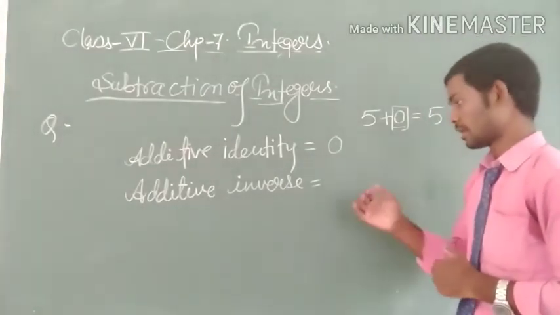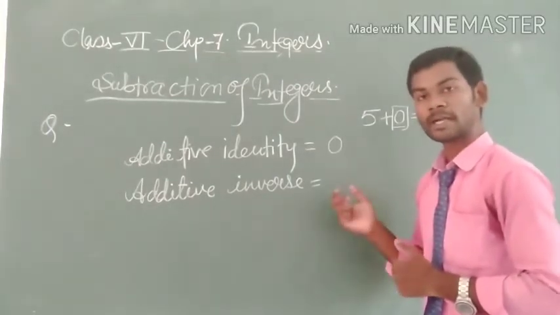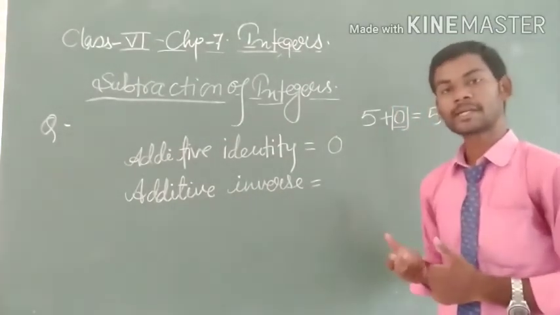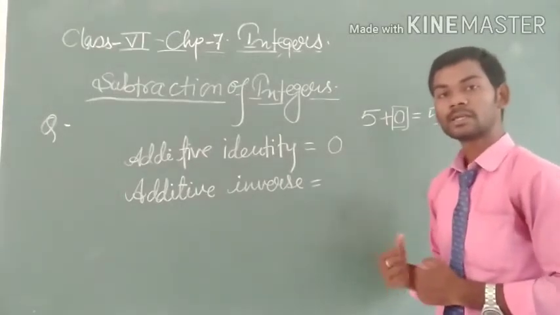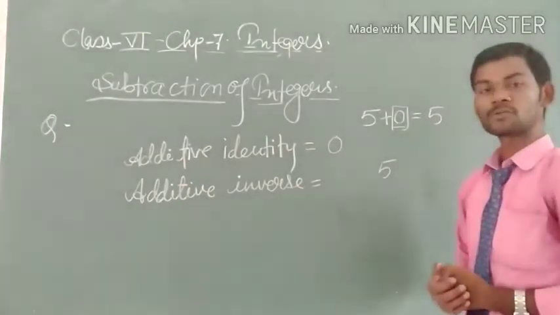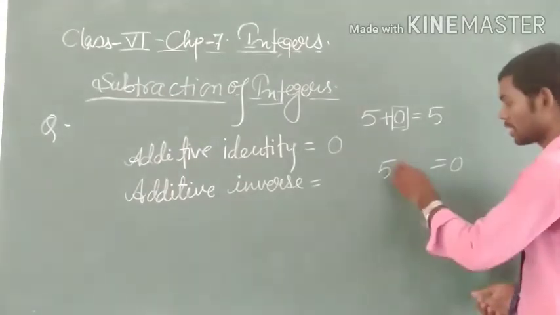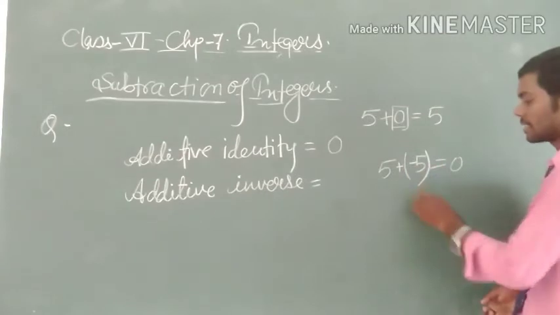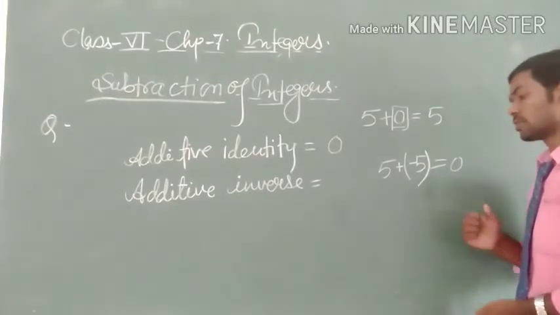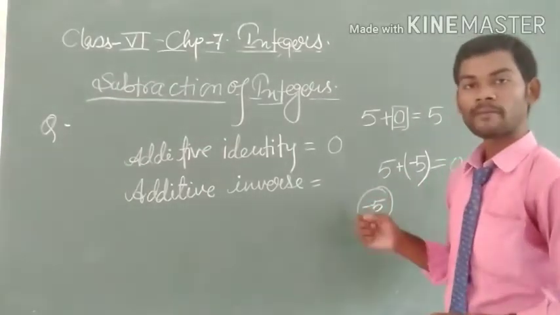Now let's see additive inverse. The meaning of additive inverse, in the sense of identity, is which number should be added to a given number to get the identity element, that is 0. If 5 is the given number, which number should be added to 5 to get 0? The answer is if we add minus 5 to plus 5, we get the identity element 0. So in this case minus 5 is called the additive inverse of 5.